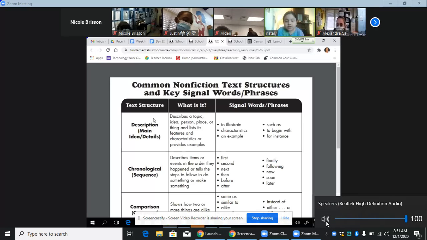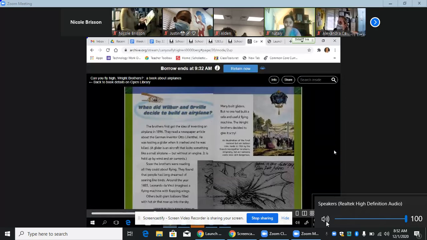Good. So it goes into detail about something, a person, a place, or a thing. Some signal words might be to illustrate, characteristics, for example, such as, to begin with, for instance. So we're going to take a look and see, and we are going to write down what the descriptive details are on this page.